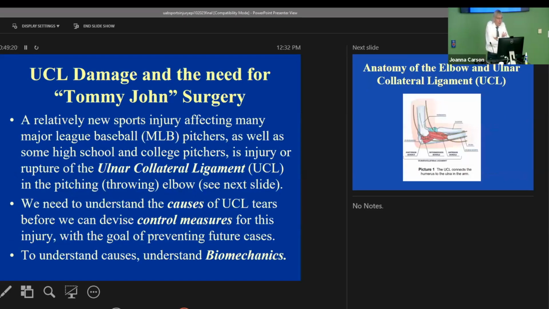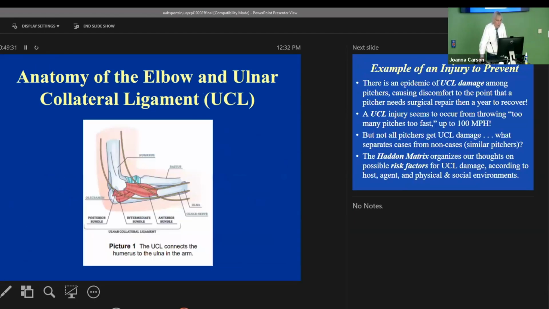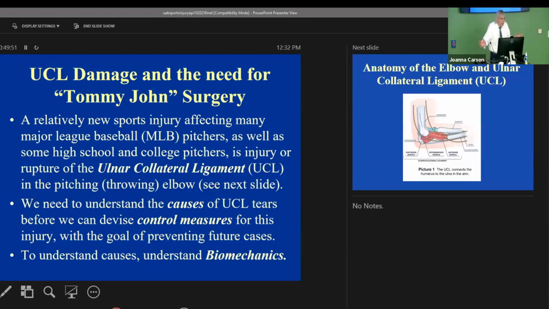So this trend. The main injury is called the ulnar collateral ligament, the UCL. This is a thing biomechanics people study. The UCL connects the humerus to the ulna in the arm. And this is the thing that seems to go wrong with a lot of pitchers, more so than 10 or 20 years ago, unless it wasn't recognized. But I don't think pitchers going on the injured list so frequently, I think that's new. So we need to understand causes and then come up with control measures.